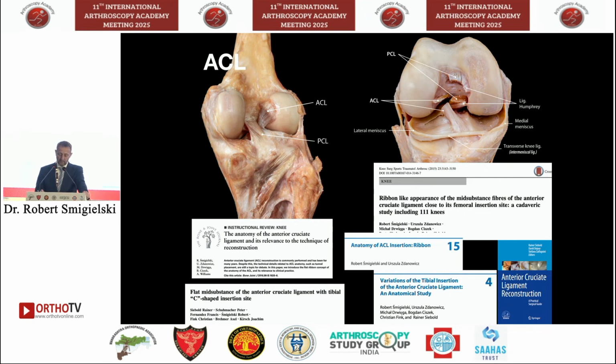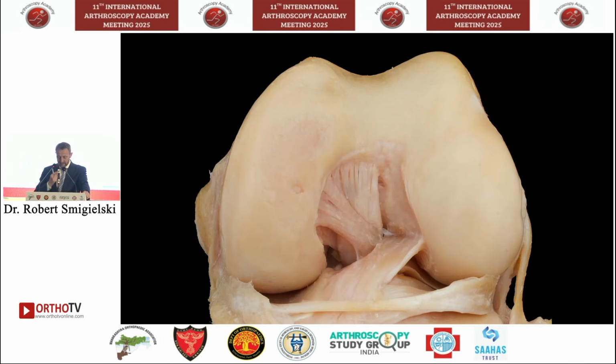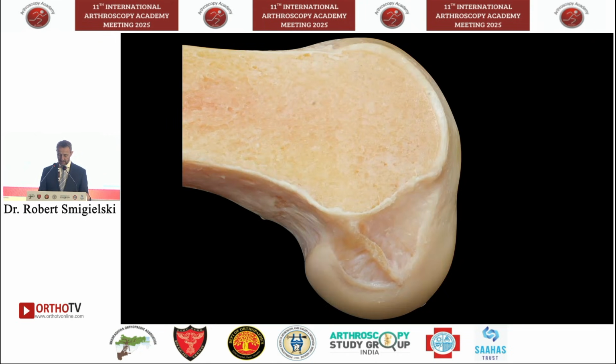It is not simply a round structure, but, as you can see here on these pictures, it has a different shape. Why do I say that this is a different shape? This is the picture of the knee, intercondylar notch, without synovial membrane. What we can see here is the ACL, which is definitely not a typical round structure. We have a PCL as well, and we have the Humphrey ligament, meaning the meniscofemoral anterior ligament. Let's be focused on the ACL.